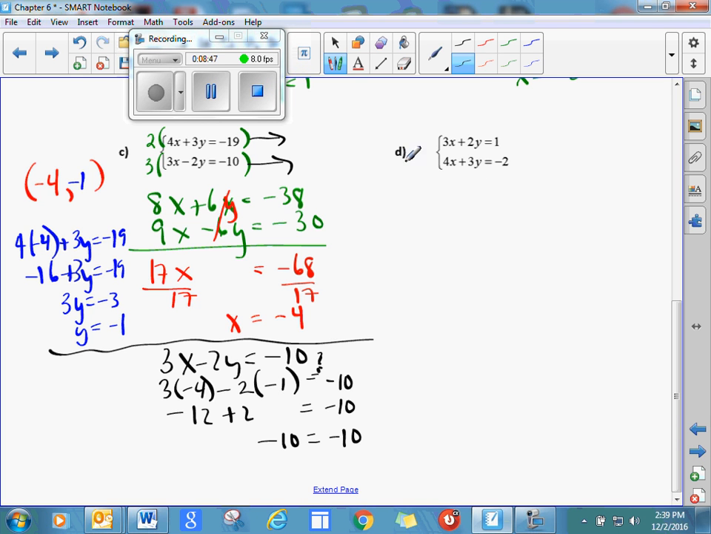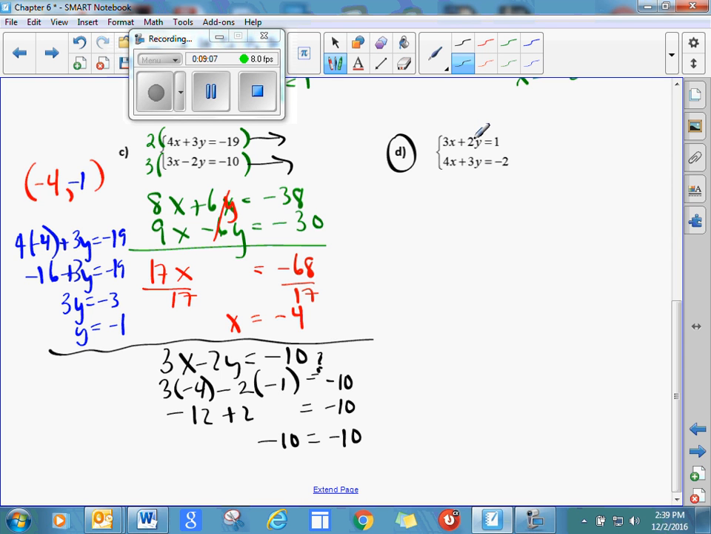And I will leave you guys to do this one on your own. It sets up much like C. You've got to figure out which of these variables you're going to get rid of. And there's not just one way to do it. Obviously, you can get rid of the x by multiplying by a multiple of 3 and 4, or you can multiply by a multiple of 2 and 3.